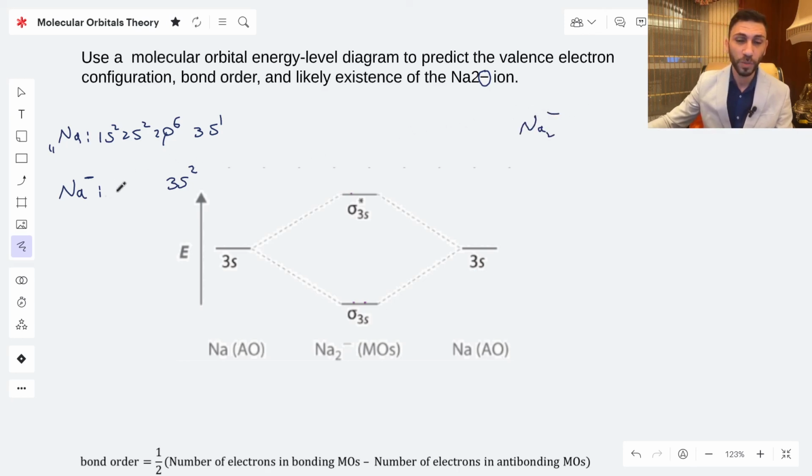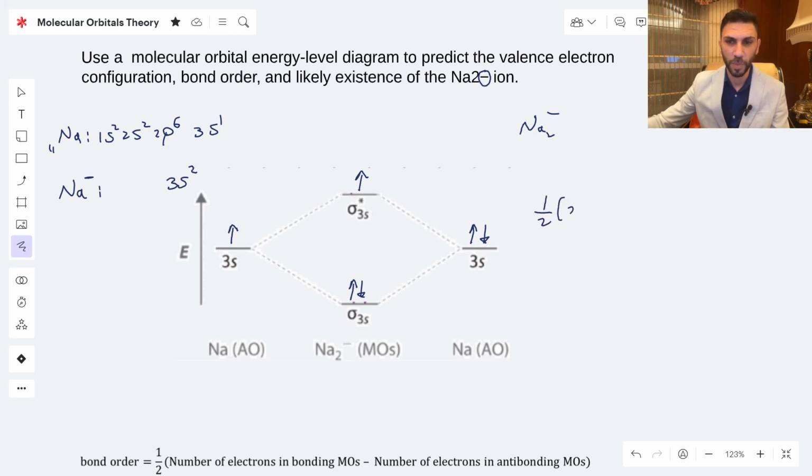So it's going to be Na2 negative. That means we have 1 more electron in 1 atom. So the first one in 3s has 1 electron, and the second species, which is a negative ion, has 2 electrons. Now, in sigma 3s, we're going to start distributing the electrons. We have 2 electrons, and in sigma star 3s, we have only 1 electron. So the bond order is half multiplied by 2 minus 1, which equals half.